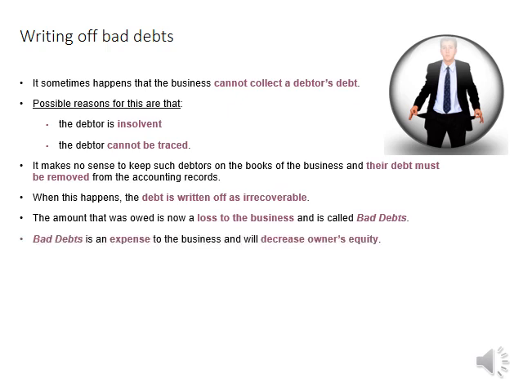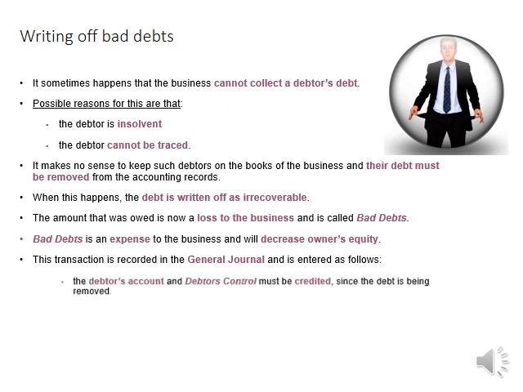Bad debt is an expense to the business and will decrease owner's equity. In essence, the asset debtors is now converted to a loss, bad debt. This transaction is recorded in the general journal and is entered as follows.